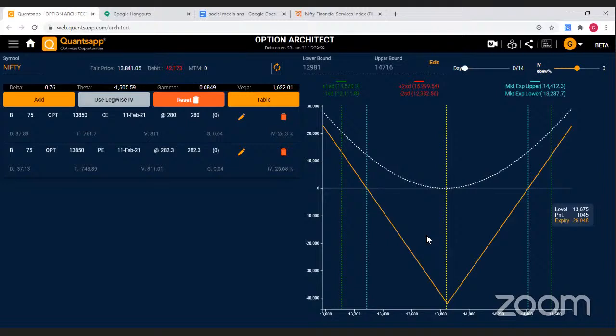I hope you are clear with this part as well. And if you have any question or you want me to repeat, you can put it on the chat box. Now going further, this is the underlying movement.